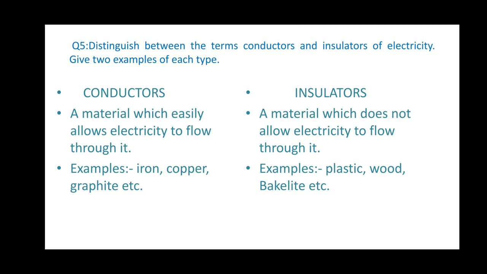Next is: distinguish between the terms conductors and insulators of electricity. Give two examples of each type. So conductors, dear students, are those materials which allow electricity to flow through them, and insulators are those which do not allow electricity to flow through them. So examples of conductors are iron, copper, graphite, etc. Whereas the examples of insulators are plastic, wood, bakelite, etc.